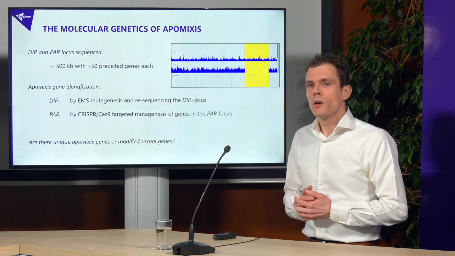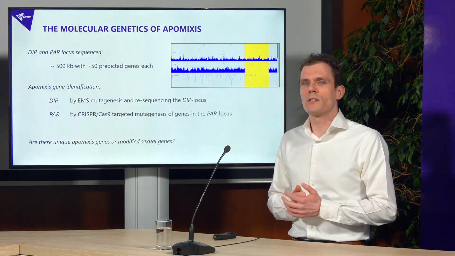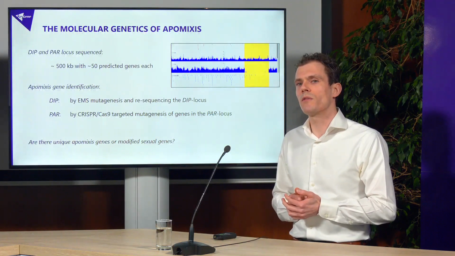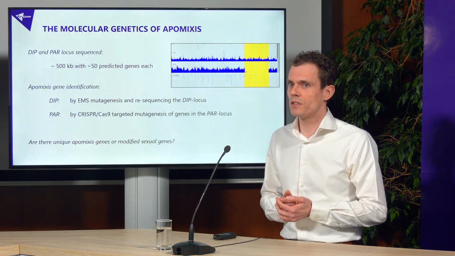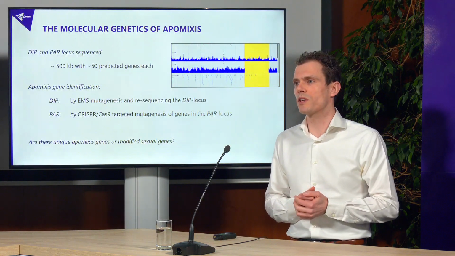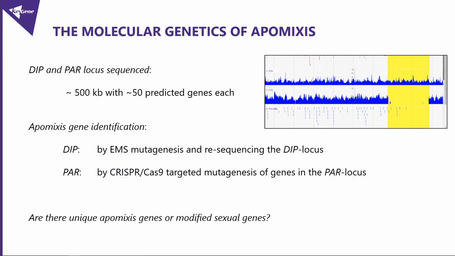To find the causal gene, we pursued two different strategies, depending on the technologies available at the time we worked on it. Diplospory we have been working on for quite some time, and we followed with another screen of mutagenesis, but then chemical mutagenesis and resequencing of the genes in the locus to look for polymorphisms specific for the apomictic allele. And in the case of cloning the parthenogenesis gene, we followed a gene editing approach targeting the individual genes in this locus. One of the questions we had was whether there are unique apomictic genes, or whether they are rather modified sexual genes having otherwise a different function.